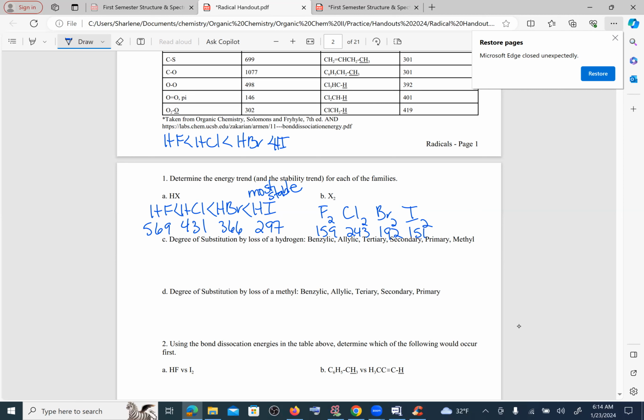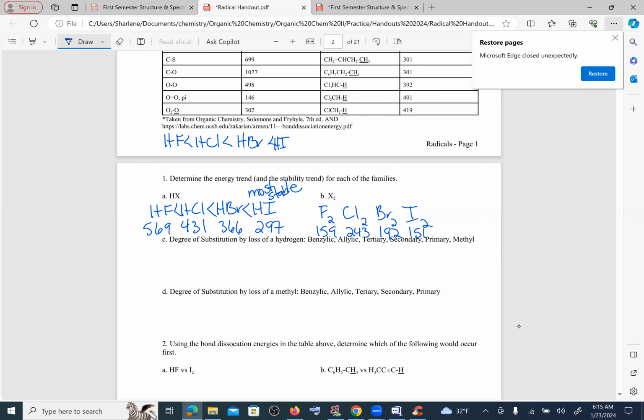All right, again, when we're dealing with the numbers, the weaker the bond, the more stable the radical. And I really am going to talk about that again in a minute because it's very, very important to get that relationship between reactivity and stability. But let's finish this one.